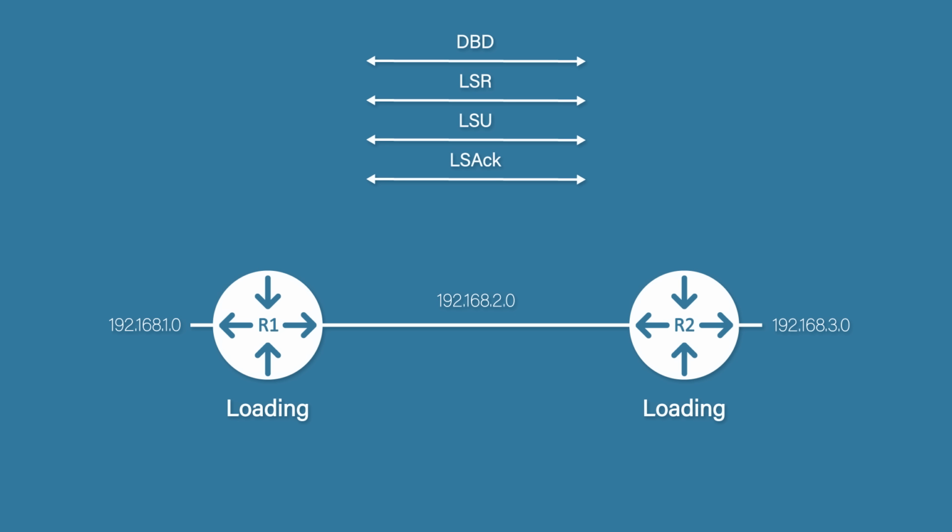Now the same happens again for router 2. Router 2 sends a request for the 1.0 subnet. Router 1 sends the LSU. And router 2 sends an LSAC. Once the exchange of LSAs has completed, both routers enter the full neighbour state. Now remember, this is a point-to-point network. On a broadcast, like we saw earlier, they will only form the full neighbour relationship with DRs and BDRs.